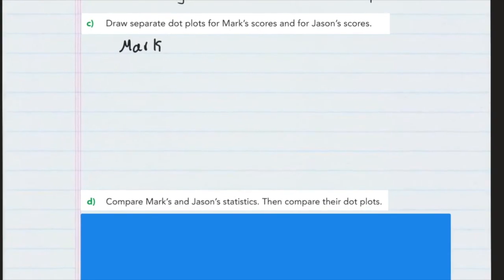And remember, dot plots are just a number line. So we start with the smallest number and go to the largest. For this one, because we're comparing the two, we want to have almost the same number line that we're looking at. So let's just go from 1 to 10 for both Mark and for Jason.